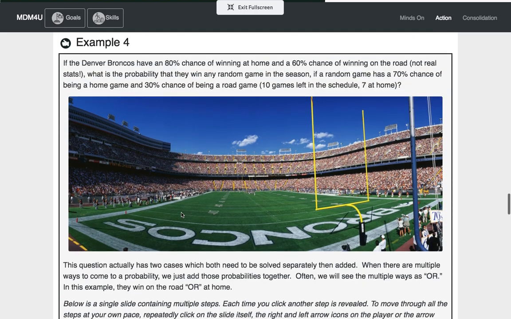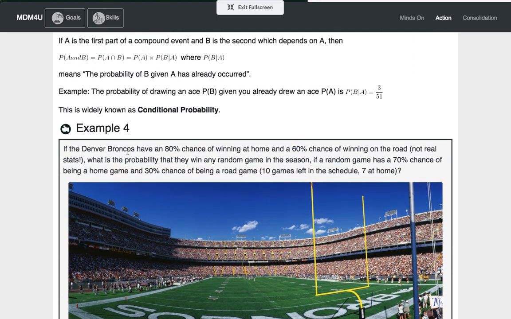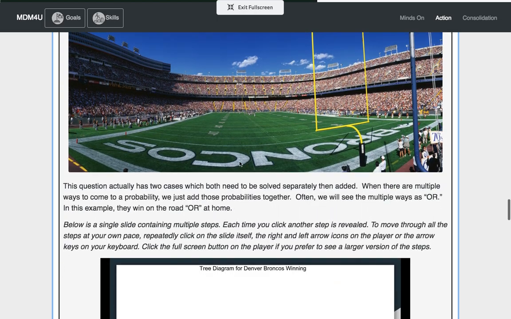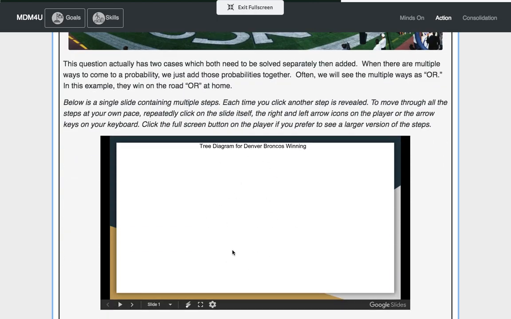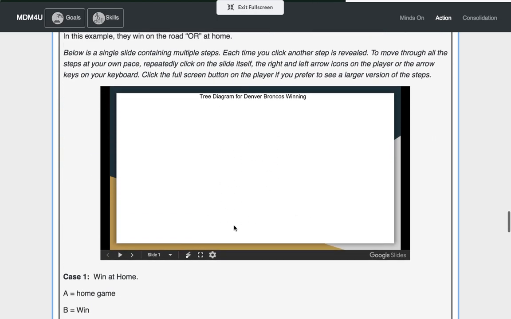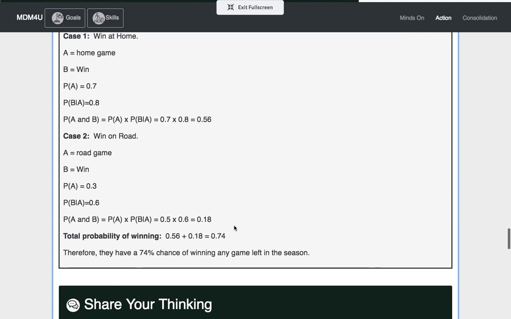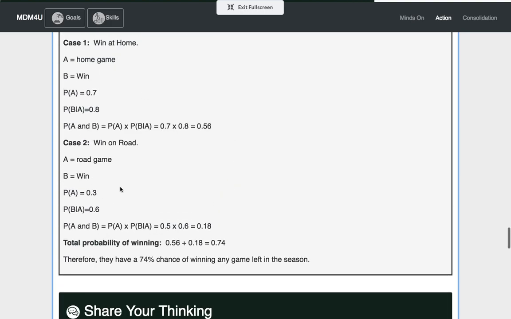As we scroll down, we talk about conditional probability. You can read the example here about the Denver Broncos winning if they're at home or away, and you can see the tree diagram that you'll have to do in the Dropbox for the solution down here. And you can see the solution down here.